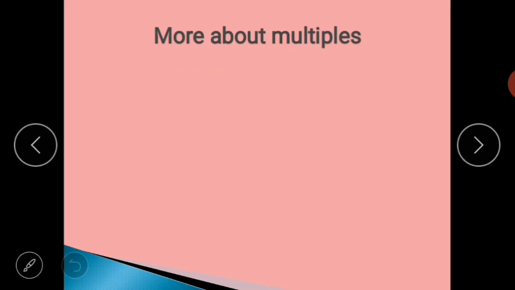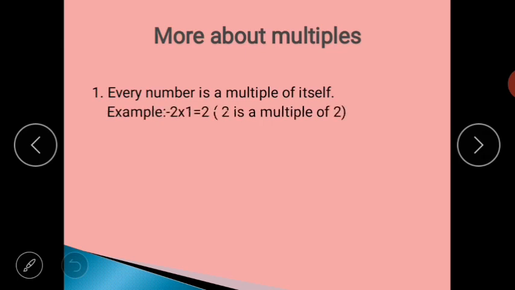If you observe, you will find that every number is a multiple of itself. For example, 2 multiplied by 1 equals 2, so 2 is a multiple of 2. 9 multiplied by 1 is equal to 9, so 9 is a multiple of 9. So we can conclude that every number is a multiple of itself.